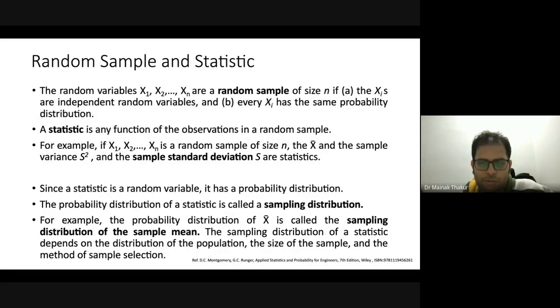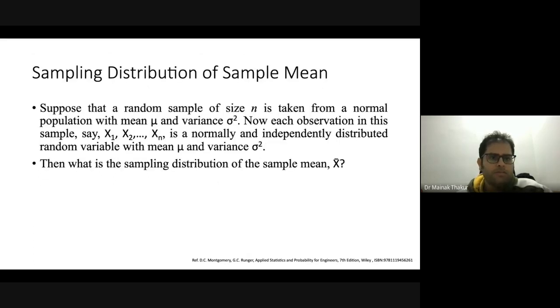The sampling distribution of a statistic depends on the distribution of the population. That's what we talked about. The size of the sample is also very important, that we'll see. And so is the method of sample selection. A random sample is generally preferred because it's easy for us to make inferences using a random sample. The probabilities are the same, so it's easy to handle.